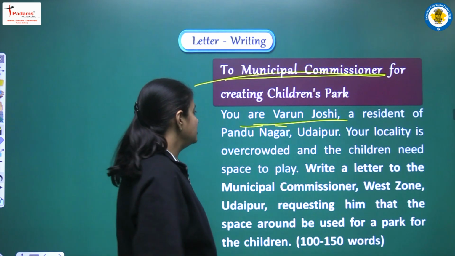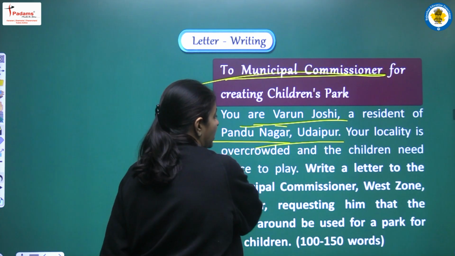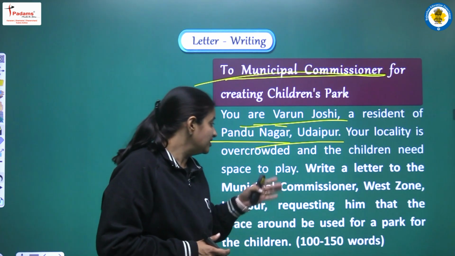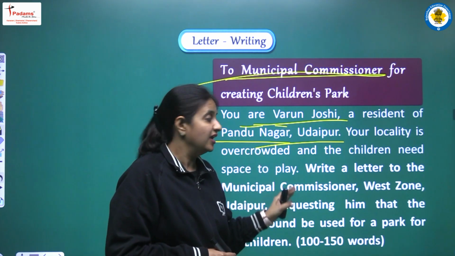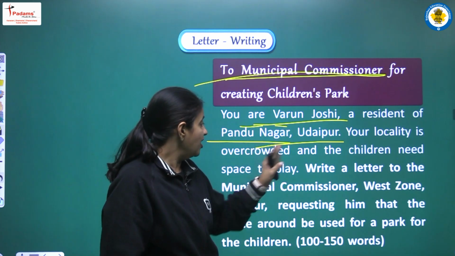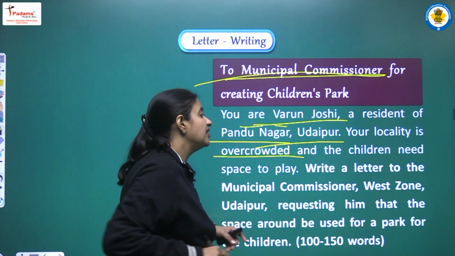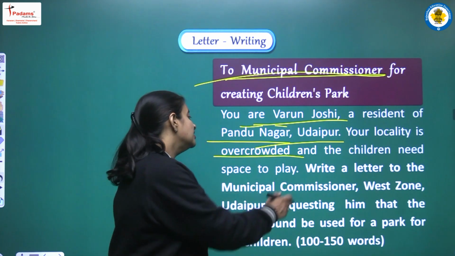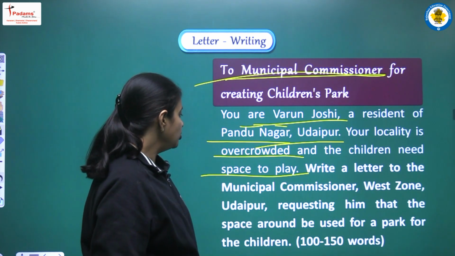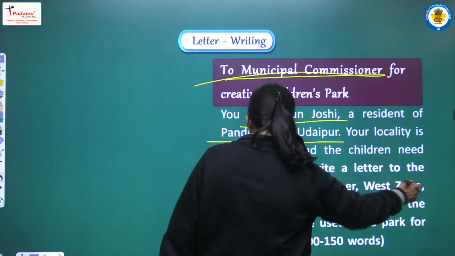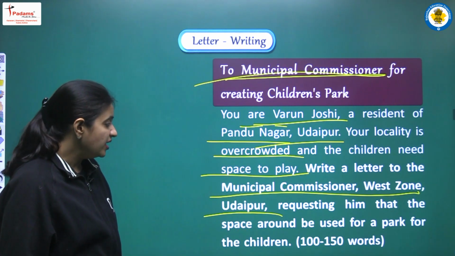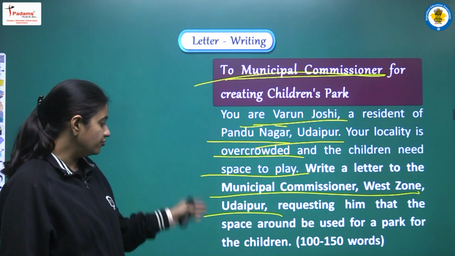We are the residents of Pandu Nagar, Udaipur. Your locality is overcrowded and the children need space to play. And now the problem is given to us. The problem is that our locality is overcrowded and the children of our park need some space to play. Write a letter to the Municipal Commissioner, West Zone, Udaipur, requesting him that the space around be used for a park for the children.